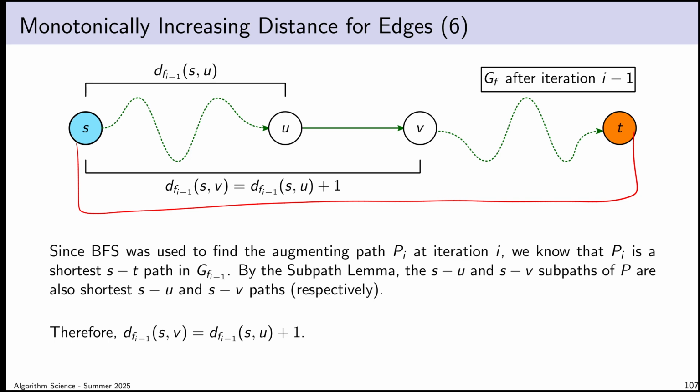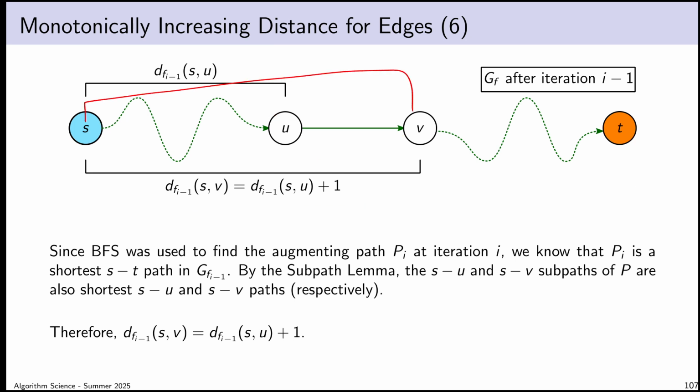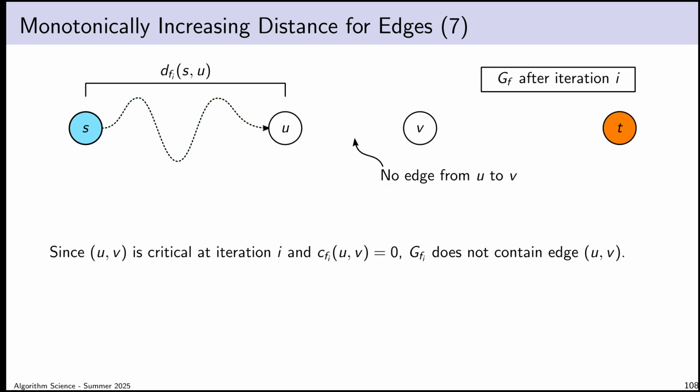And therefore, by the subpath lemma, here it is again, the part of that augmenting path from s to u and the part of that augmenting path from s to v are shortest su and sv paths, respectively. That is, if I look at my big augmenting path, the portion of it from s to u is a shortest su path, and the portion from s to v is a shortest sv path. And so therefore I know that at the end of iteration i minus 1, the distance from s to v in the residual network is equal to the distance from s to u, plus 1. Okay, so we're going to need that in a minute.